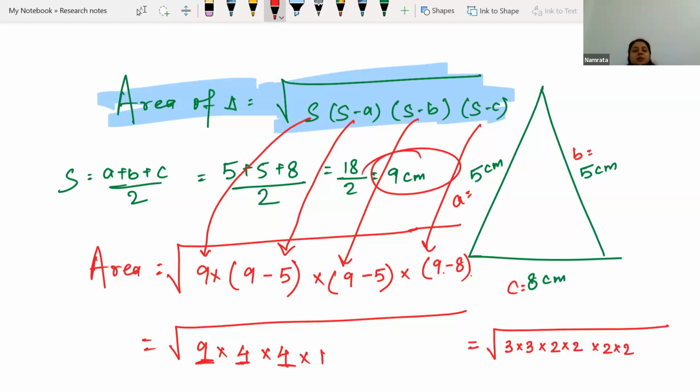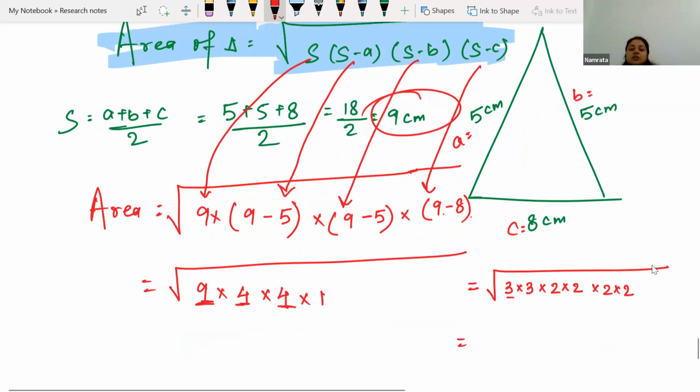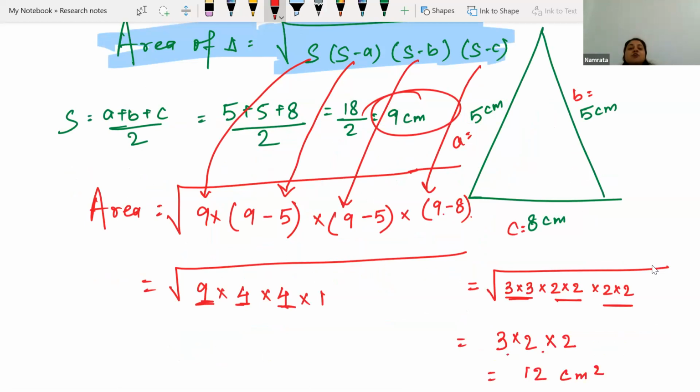What about 1? Multiplication with 1 means the same thing, so I am leaving that one. So what will be the answer? Here 3 is in pair, so 3 will come out. Here 2 is in pair, so 2 will come out. And here also 2 is in pair, so 2 will come out. And we will be having 3 times 2 is 6, times 2 is 12. 12 centimeter square is our answer for the area of this isosceles triangle by using Heron's formula.